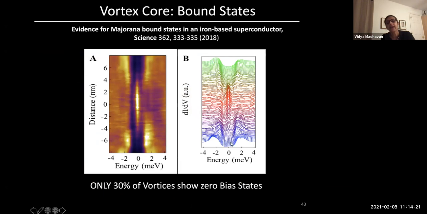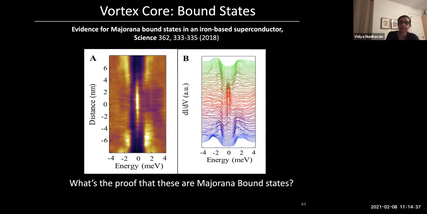they were able to find these very sharp peaks in the density of states exactly at 0, but only about 30% of the vortices showed these zero bias states. And the other vortices, as it turned out, showed in-gap states, but at different energies. So you might ask the question, what is the proof that these states are actually Majorana bound states?